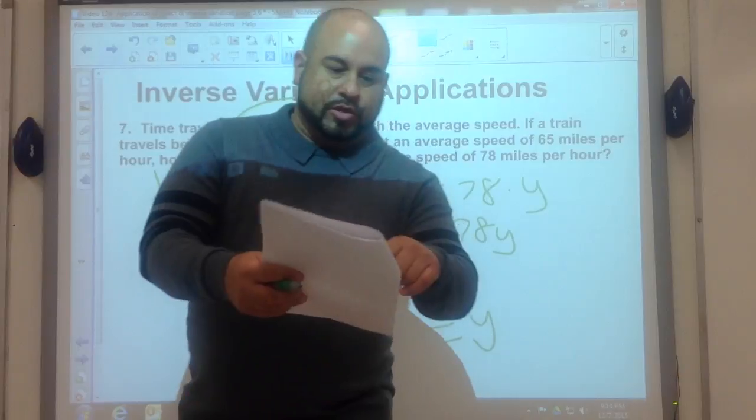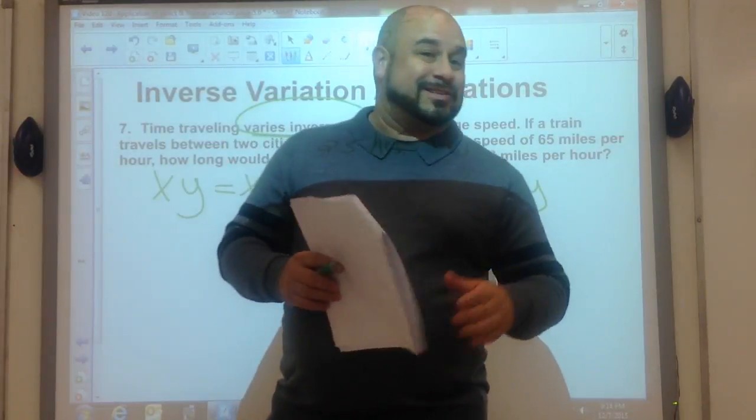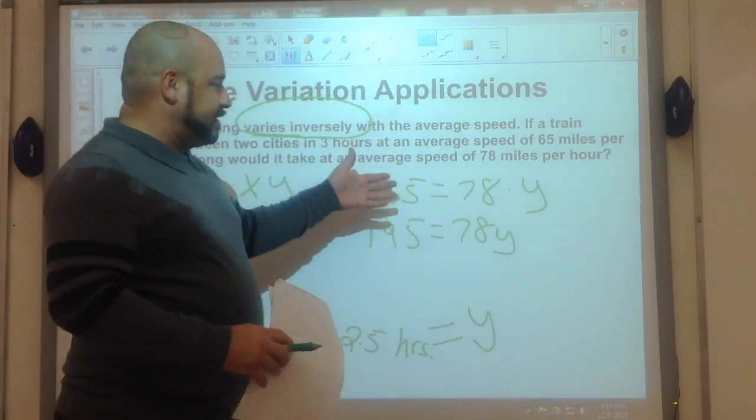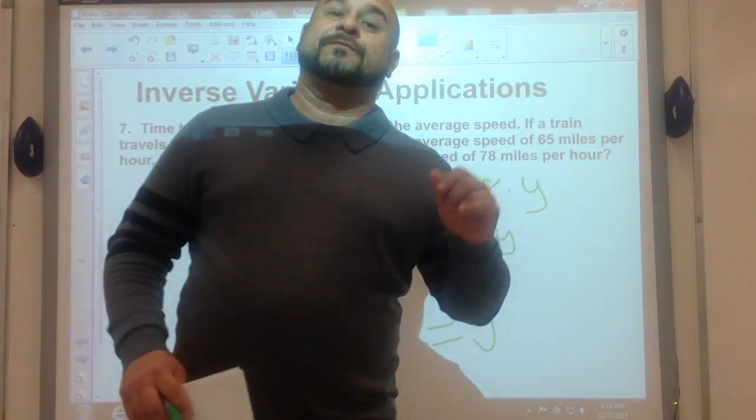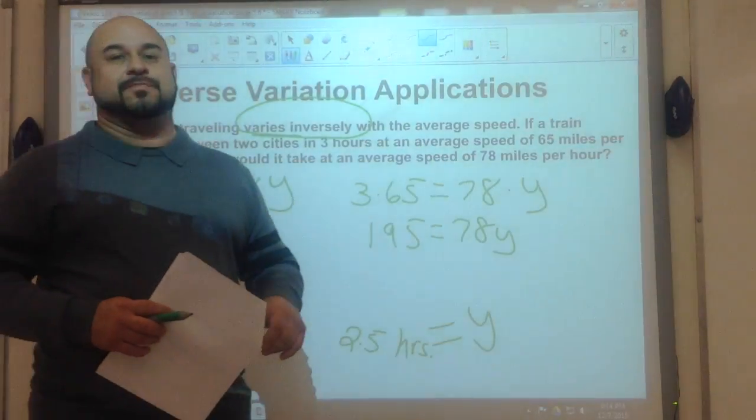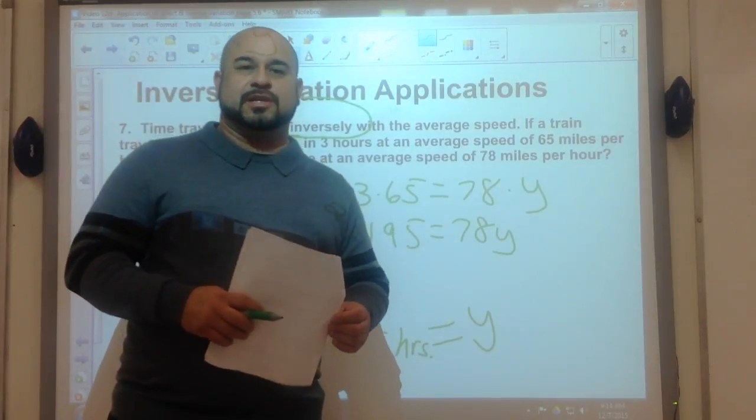Now, you can solve 8, 9, and 10 the same way as this. Numbers 11 and 12, though, are only asking to find the constant of variation. So be careful when you do numbers 11 and 12.